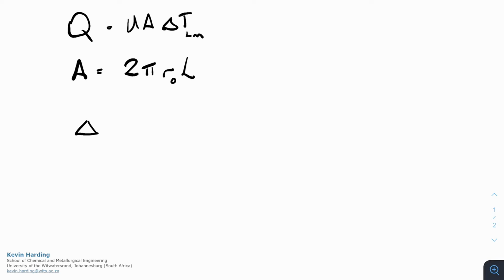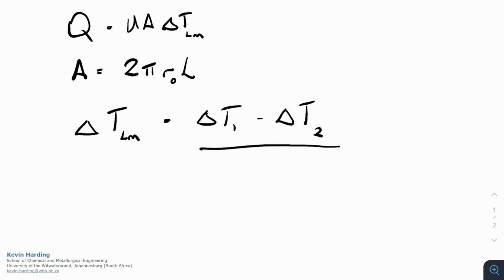What we next need is delta T log mean. So delta T log mean, if we remember, was delta T1 minus delta T2 divided by the natural log of delta T1 on delta T2. So now what we need to quickly figure out is what are the temperatures that we're going to need here, and then how can we fill this in.